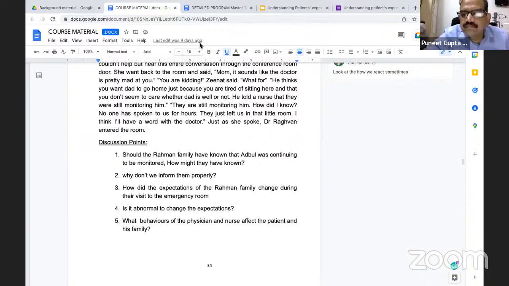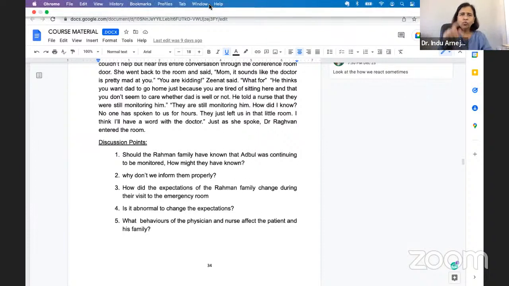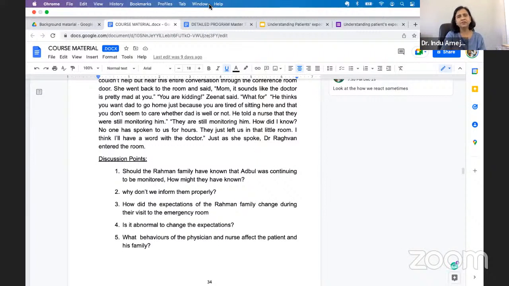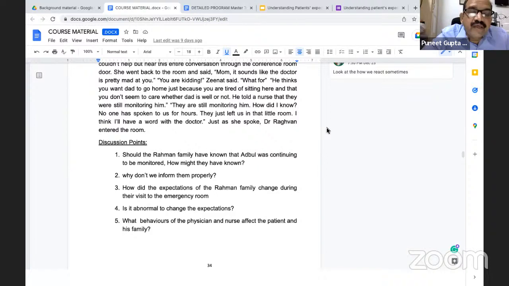You will also see that their expectations also change. So if you look at the third question, how did the expectations of the Rahman family change during their visit to the emergency room? If I may ask you, what were the first expectations when the patient was brought to the emergency? You may write in the chat box. What do you think were the expectations? The patient should be seen immediately, and he should get the attention of the medical team as early as possible. Absolutely, yeah, absolutely.